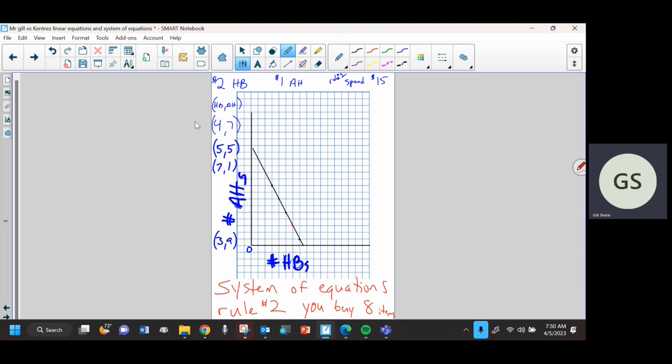So again, this is your note. If you have 2 variables but only 1 equation, all you can do is graph, which is what we've been doing. Now that we're doing what's called a system of equations, we're going to have 2 equations, and you can solve when you have 2 equations.